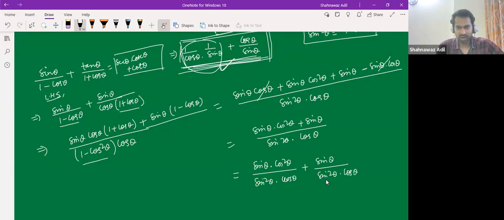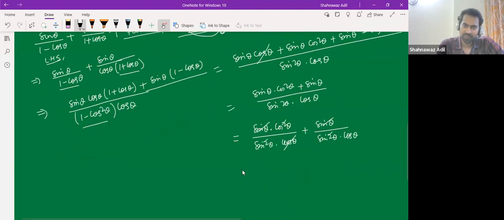Okay, so now what is cancelling? This one is cancelling, this one is cancelling, and this one is cancelling. So finally, we will get cos theta by sine theta and 1 by sine theta into cos theta. So this is cot theta plus sec theta into cosec theta.